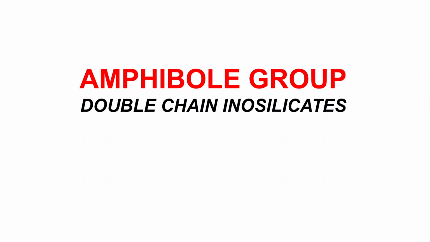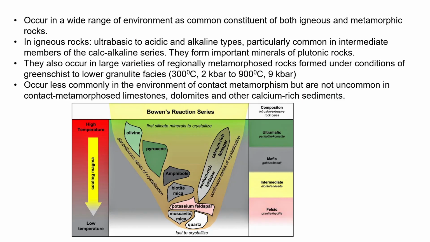So the amphiboles, they are the double chain inosilicates. Unlike the pyroxenes, which were the single chain inosilicates, the amphiboles are the double chain inosilicates. And they are a very important mineral of the igneous and metamorphic rocks. So the amphiboles occur in a wide range of environments as a common constituent of both igneous and metamorphic rocks. So we'll see in the later slides how they occur, and especially in the paragenesis part.